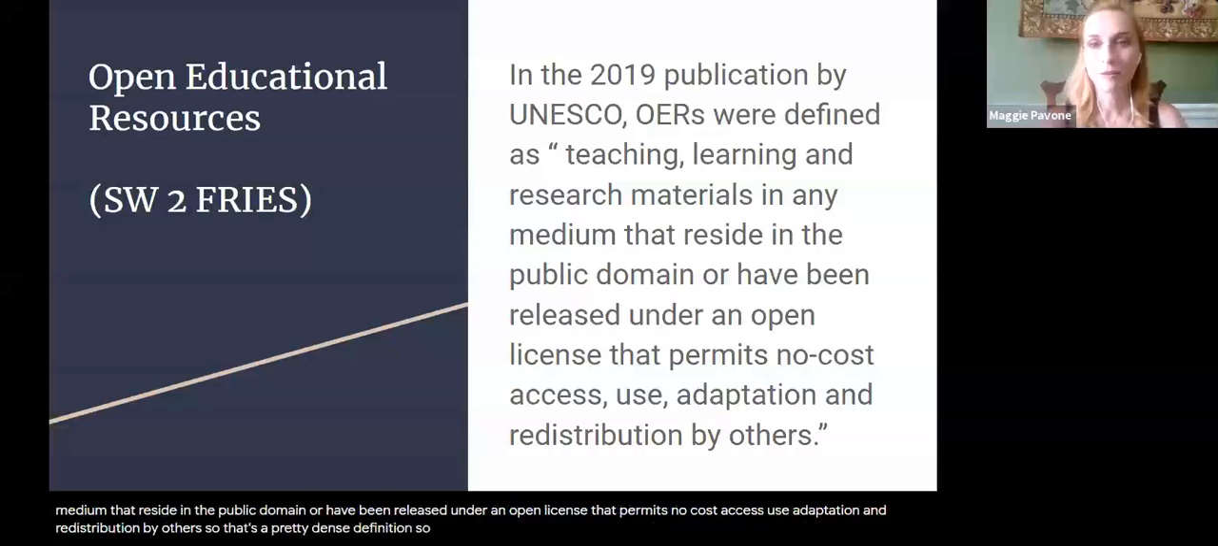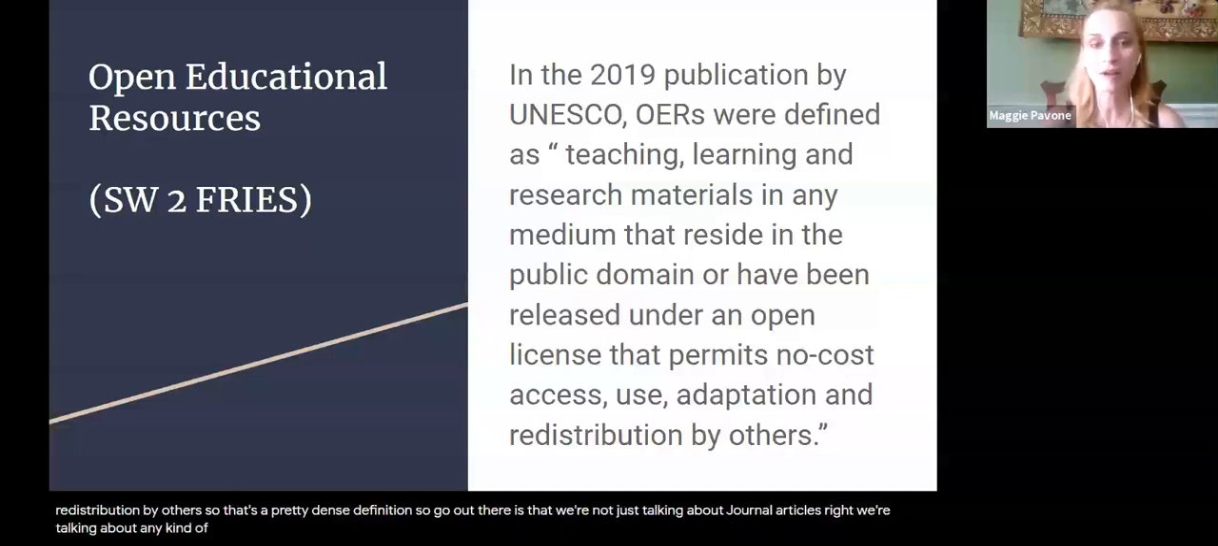So the first thing I wanted to throw out there is that we're not just talking about journal articles, right? We're talking about any kind of medium of disseminating information to others. So that could be videos, that could be infographics, that could be podcasts, it could be any sort of modality of teaching, learning, and research materials.